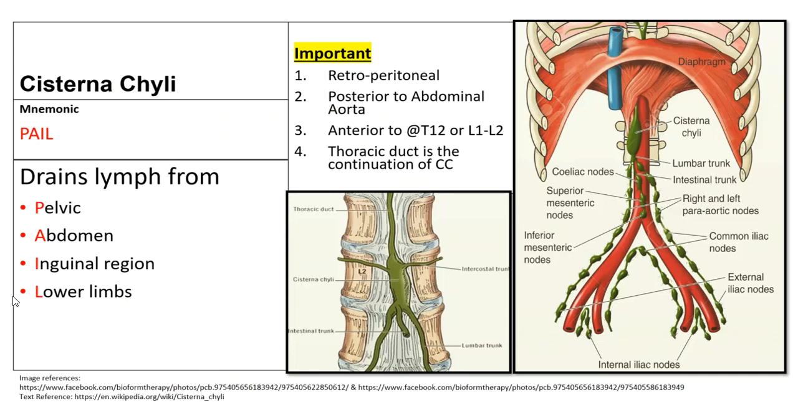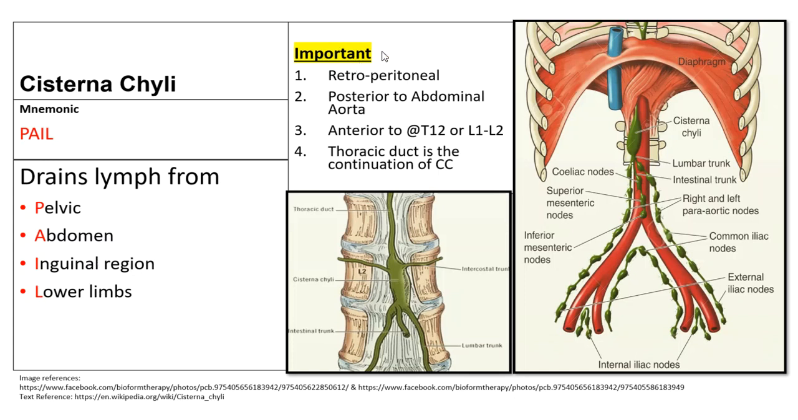So cisterna chyli is a dilated sac at the lower end of the thoracic duct into which the lymph from the intestinal trunk and two lumbar lymphatic trunks flow. So it receives fatty chyle from the intestine and thus acts as a conduit for lipid products of digestion. There are a few things that are important in relation to cisterna chyli. First, it drains lymph from these four regions. So you can remember a mnemonic pair.